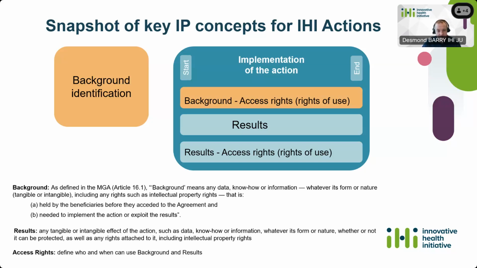So this is quite a quick, very simple visualization of how it works. On the left-hand side, we have what we call background identification. Quite simply, background can be anything. It can be data, know-how, information. It can be something more tangible with attached IP rights, which is held by the beneficiaries before they join the agreement and which is needed to implement the action or to exploit the results. So it's something that's needed for the project.